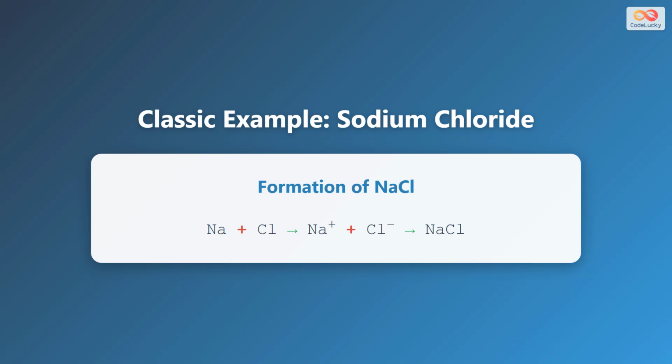Let's look at the classic example of sodium chloride, commonly known as table salt. Sodium, which is a metal, reacts with chlorine, which is a nonmetal. During this reaction, sodium transfers one electron to chlorine. This creates a positively charged sodium ion and a negatively charged chloride ion. These two oppositely charged ions then attract each other strongly, forming sodium chloride. The chemical formula for this compound is NaCl.